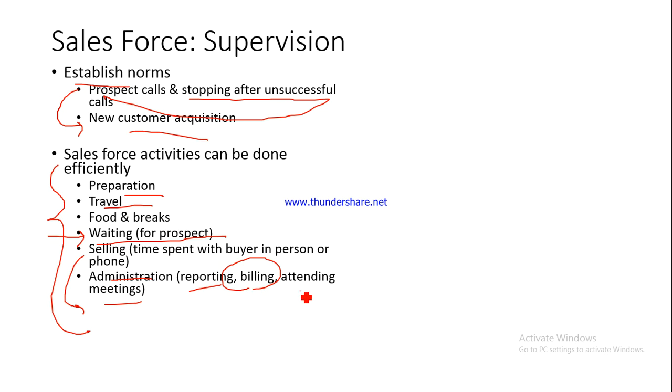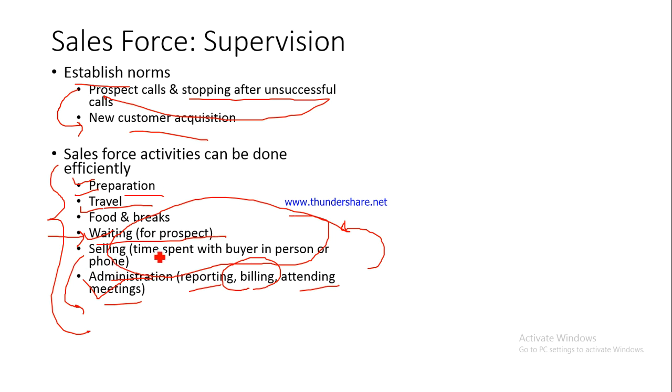And then attending meetings. Naturally the salesperson will also be attending some meetings back in his office, so that will also consume some of his time. So whatever time is left from these 5 activities, the remaining time has to be spent on selling. Now please understand, the remaining time will be spent on actual selling. So it's not as if the salesperson only keeps on selling, only keeps on talking and interacting with the prospect or the customer. He has to do other activities also.